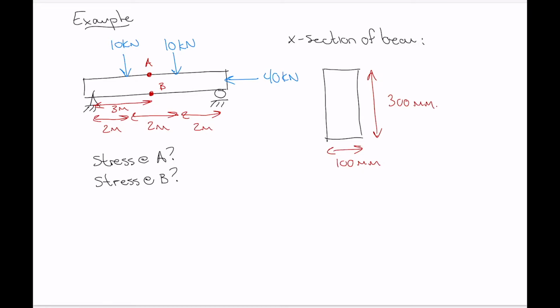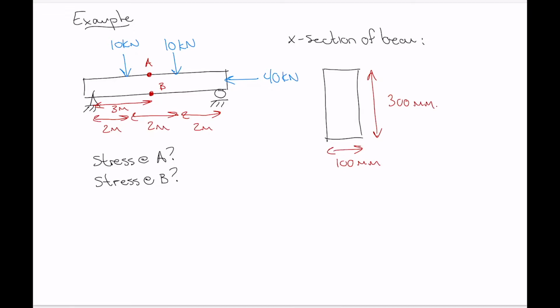So if we want the stresses at points A and B, we know what we need to do to get the stresses at a particular point. We need to take a section cut through that location and then look at the internal forces. But before we do that, we're going to end up needing support reactions here. So let's put those on. So we'll just change this drawing into a free body diagram here.